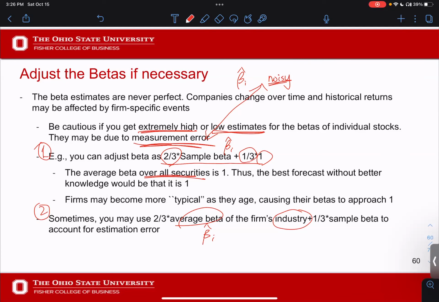And again, how to weight the average, like 2/3 or 1/4, that's an art, a hard thing to choose. It depends on your specific scenarios or your assumptions. But again, the key takeaway is that your data might be very noisy and your beta might not be trustworthy. Then how do you handle that? You might want to adjust your estimate with some benchmark, either market or industry.